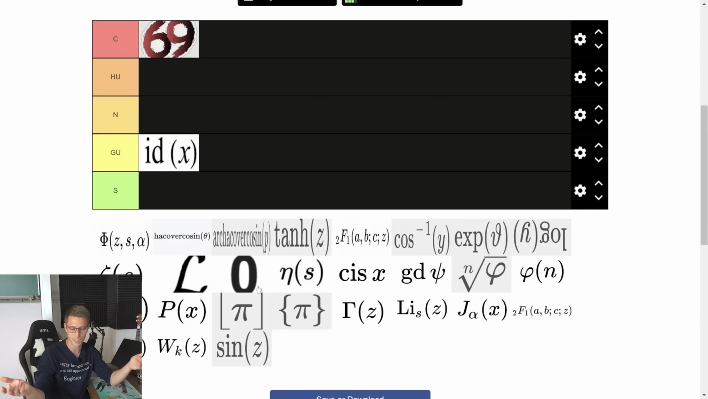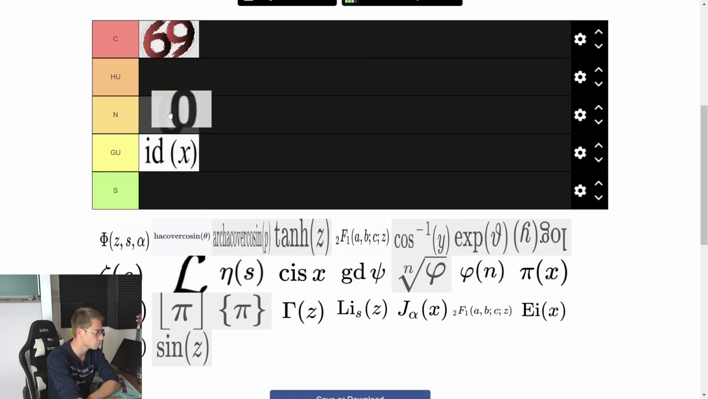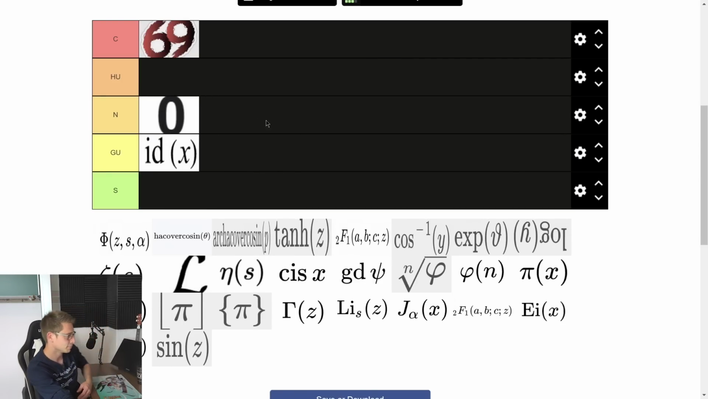By just interpreting it as a polynomial in the limit, you're going to get that it has negative infinity many, negative infinite, however you pronounce it, I don't care, many zeros. And I think this is a cool fact, and for this it deserves the middle rank, N.